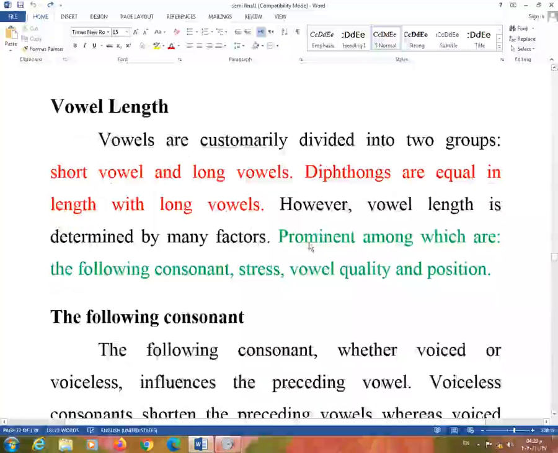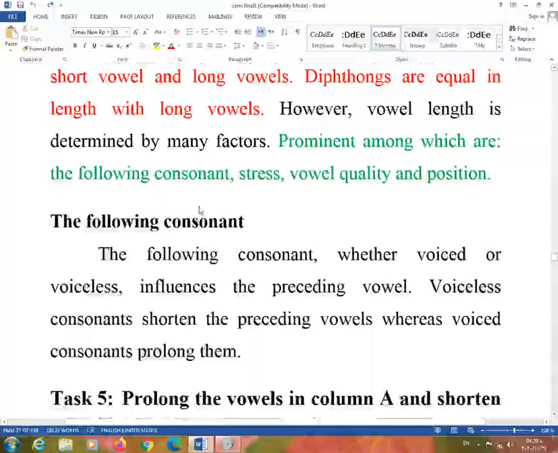However, vowel length is determined by many factors. What are the factors? What are the elements that make some vowels longer than other vowels? This is a very important question. I want you to pay attention to the answer.